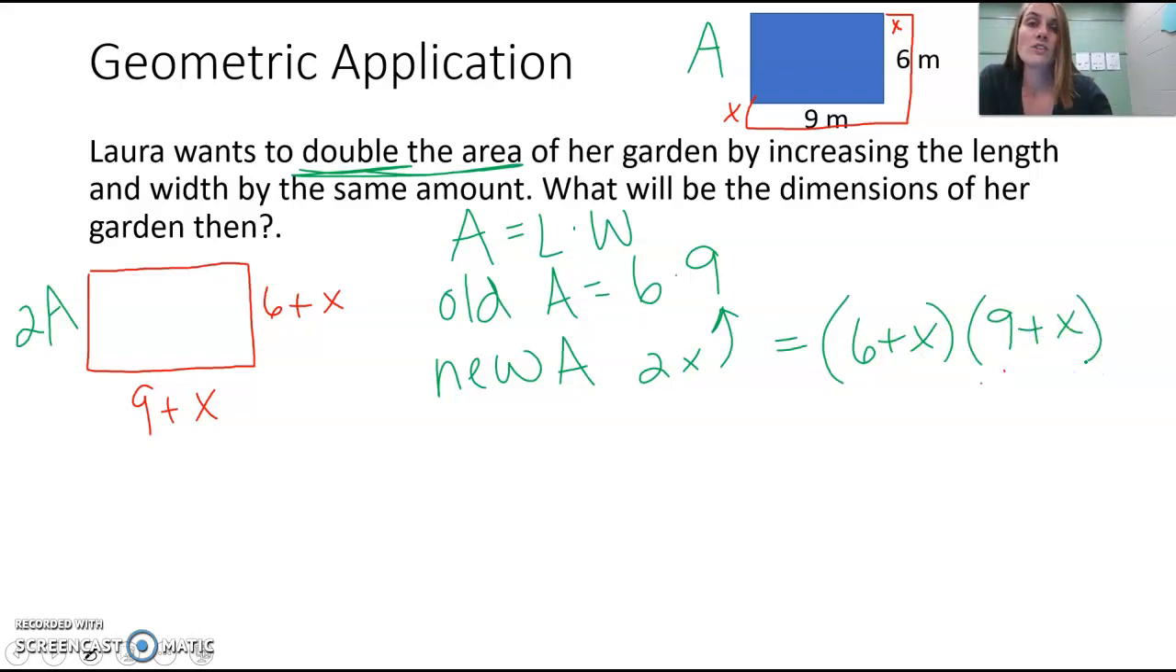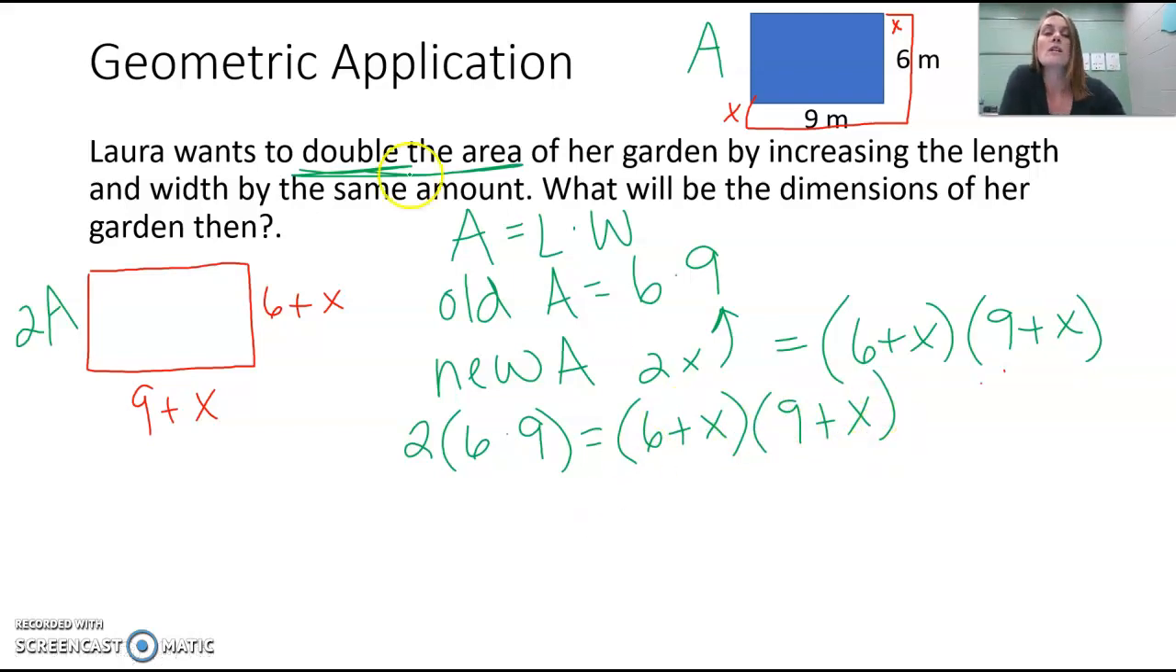And now you have the information to put together and write an equation, right? Her new garden is going to be double the old garden. So it's going to be 2 times the product of 6 and 9. And we can look at the dimensions of our new garden, and that's 6 plus X times 9 plus X. All right, so this equation is the length times the width of her new garden, which is double the length times the width of her old garden.